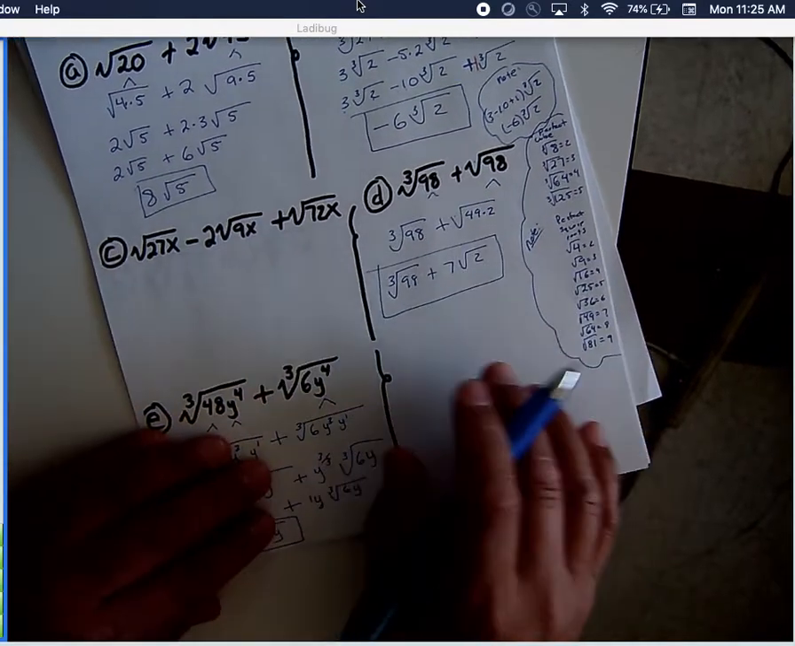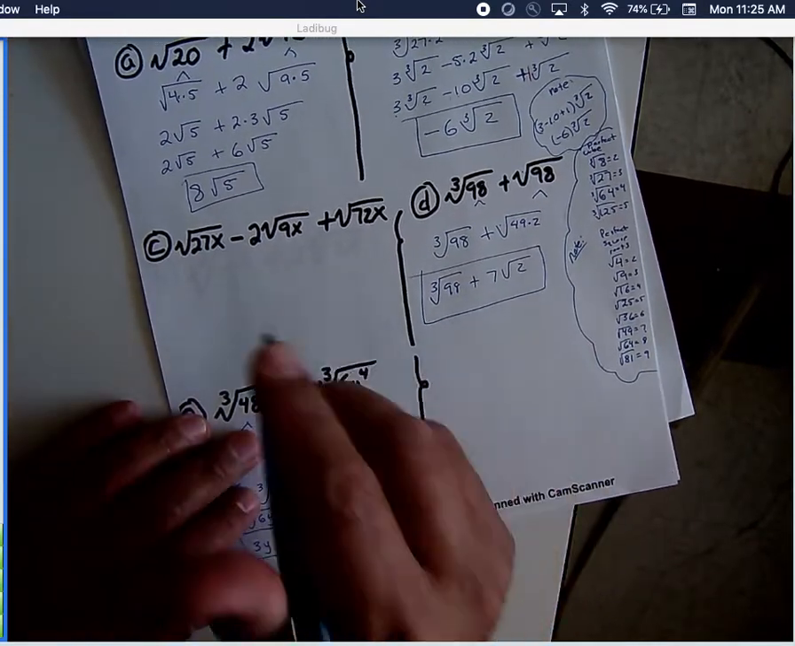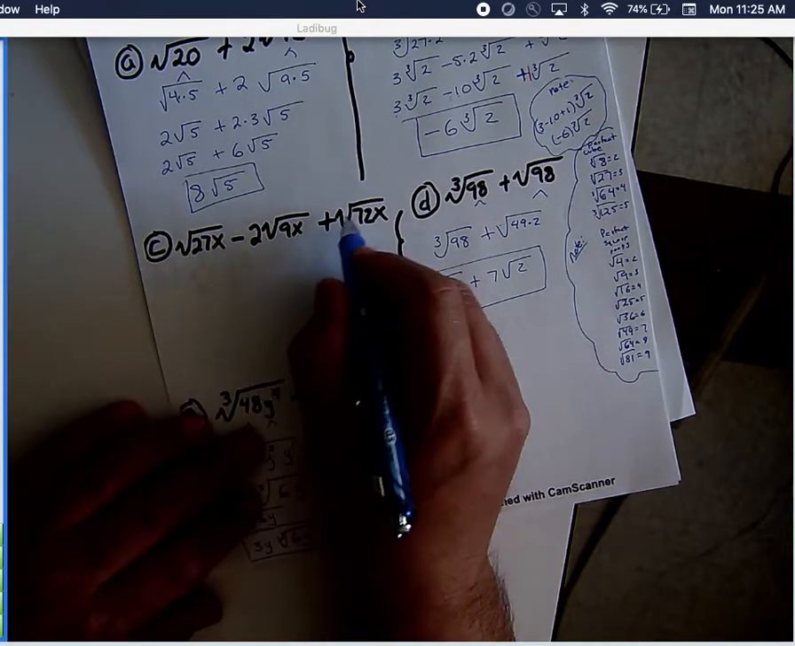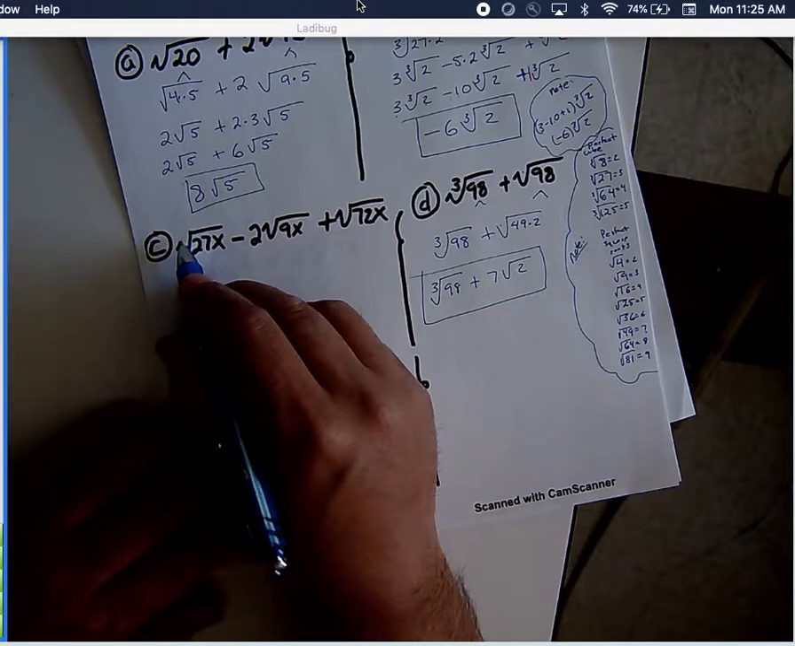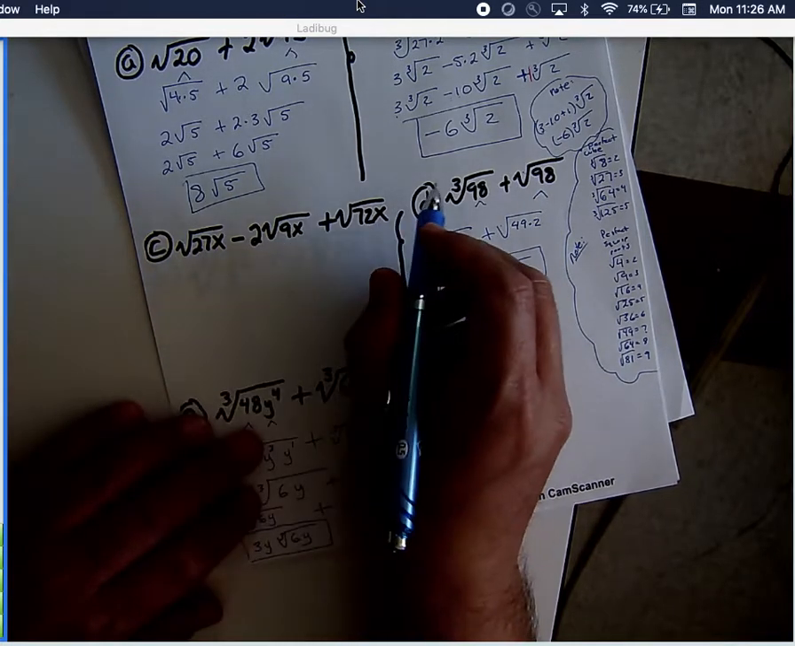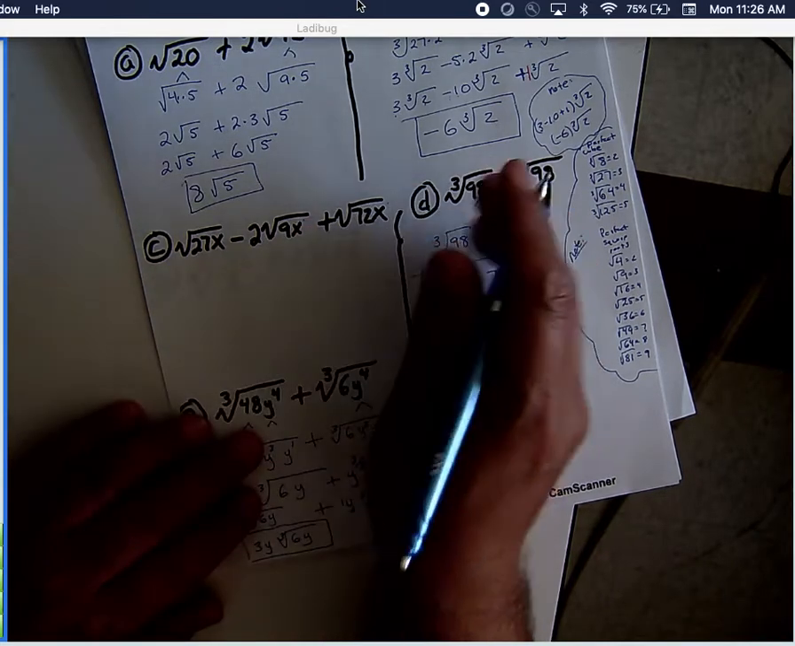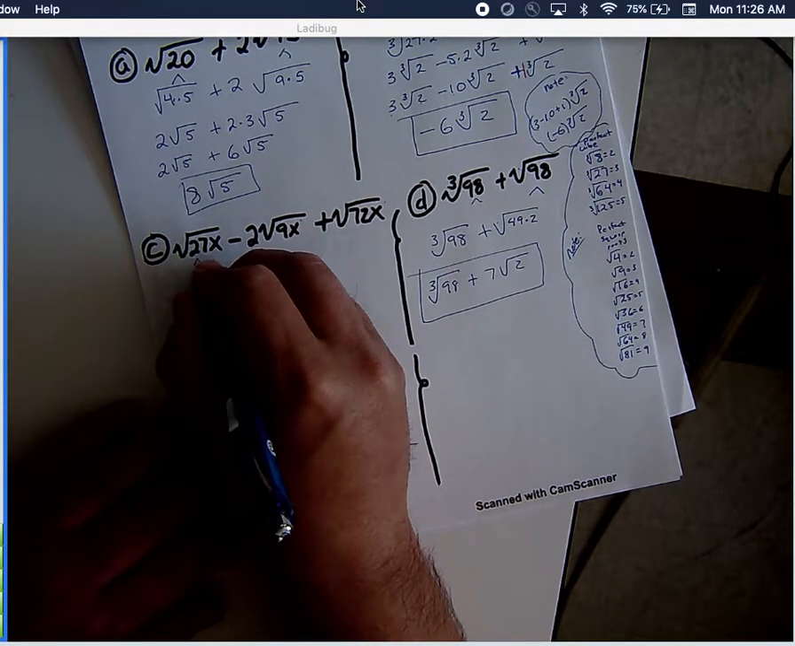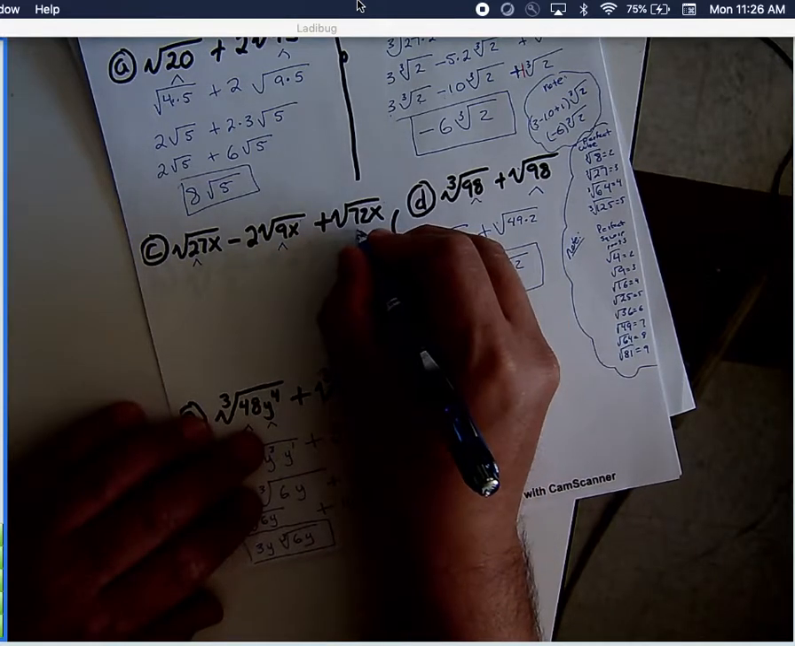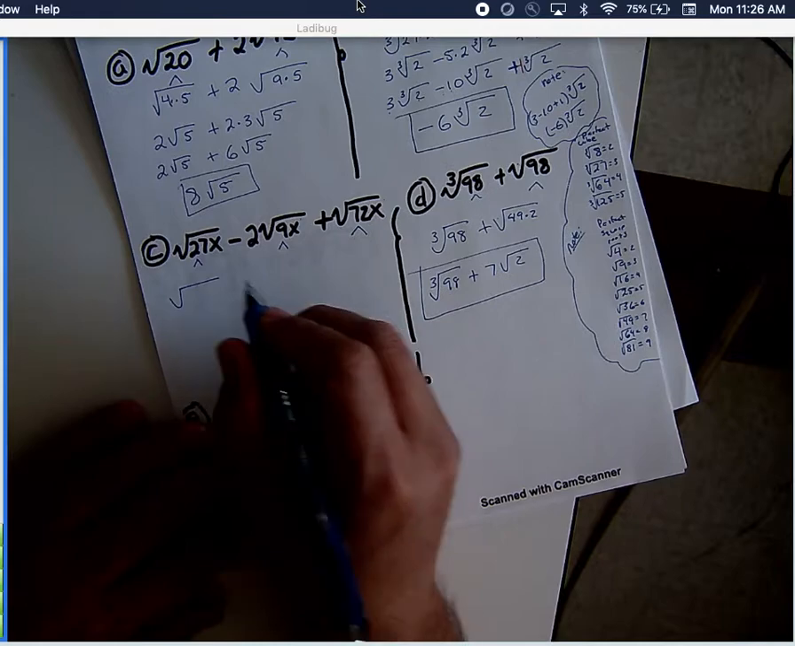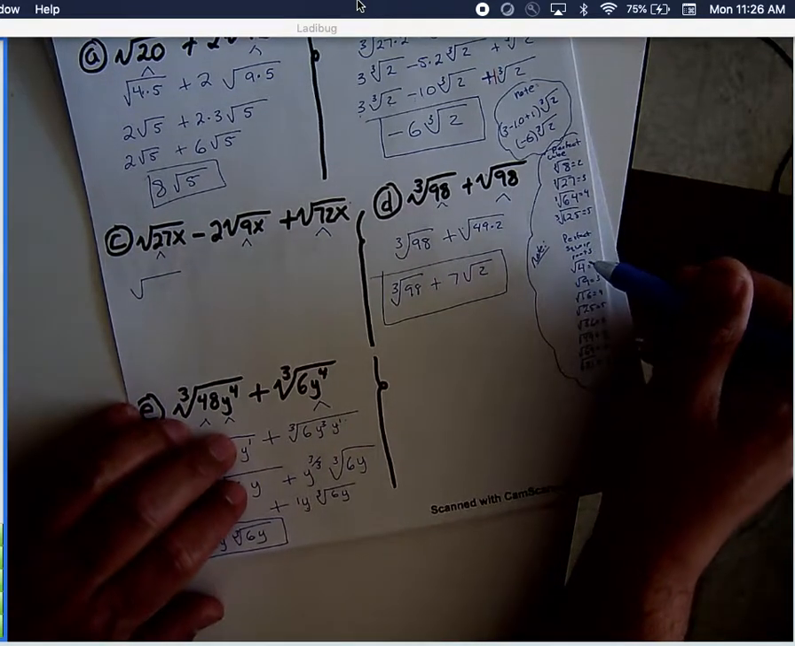Now let's do C. So again, the letters of square root and square root, they have the same index. They don't have the same radicand, so we need to split them. The x is just to the first power, so we can't do anything with those. So we're going to split the numbers. These are the perfect square roots.